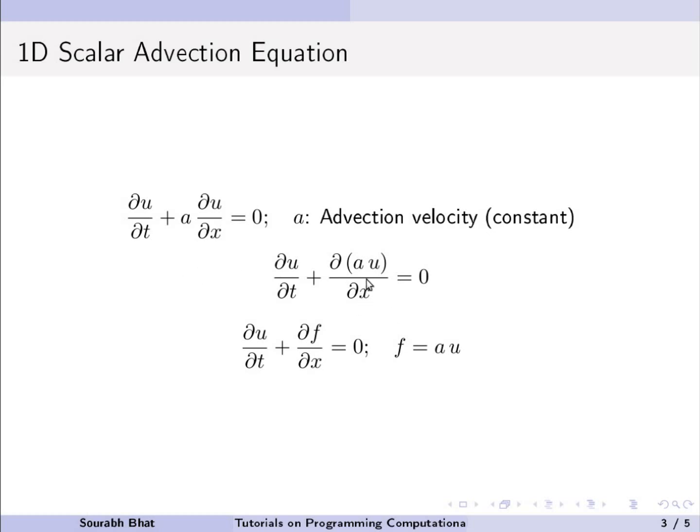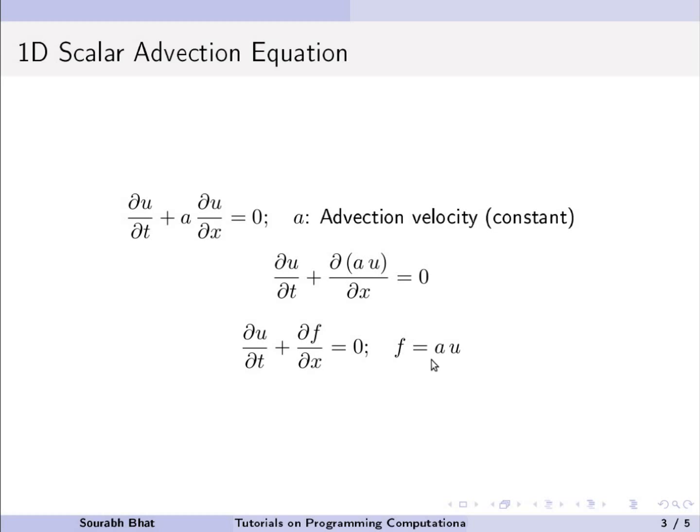Since a is a constant, we can take a inside this derivative and we can write it into a much more familiar form that we have already seen last time, and we know how to discretize this equation to get the finite volume equation. That is the finite volume form, which we can then solve to calculate how u changes with respect to time, or how u steps in time. That is what we have already seen last time.